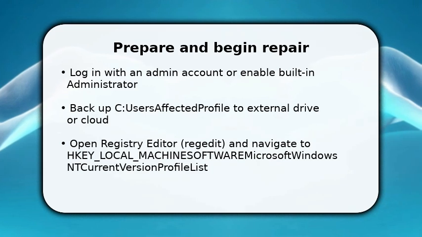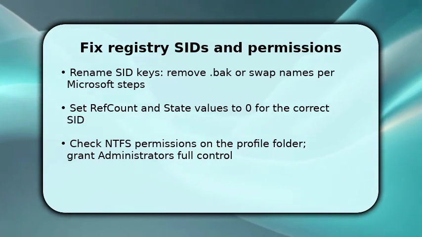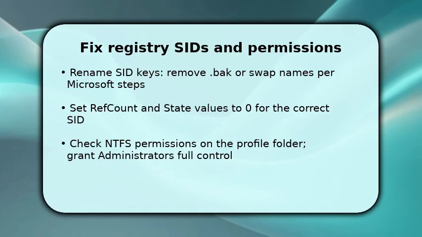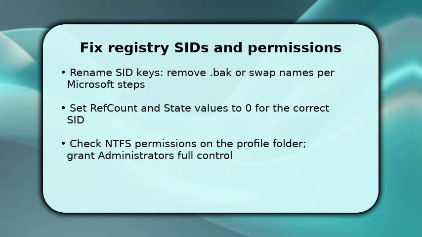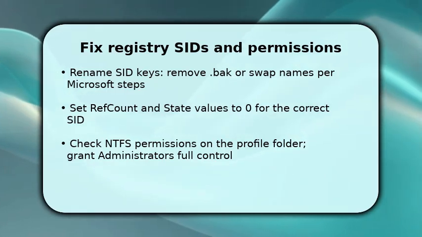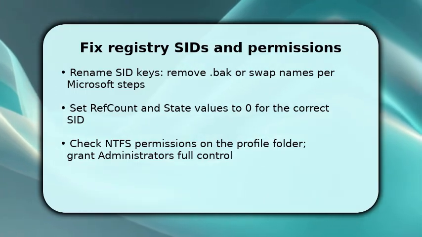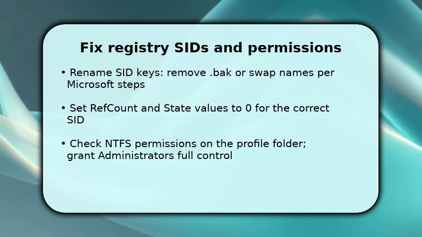Now you'll edit the registry values to point Windows to the real profile. If an SID ends with .bak and another identical SID exists, rename the non-.bak one to .ba, remove .bak from the real one, then rename .ba to .bak. That swap restores the correct key. Change RefCount and State to 0 to mark the profile as usable.